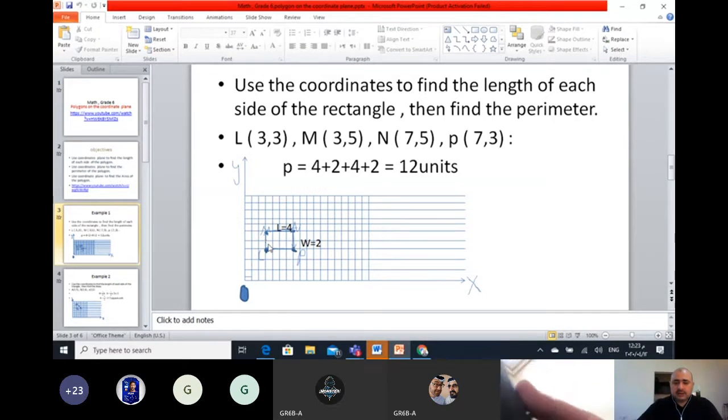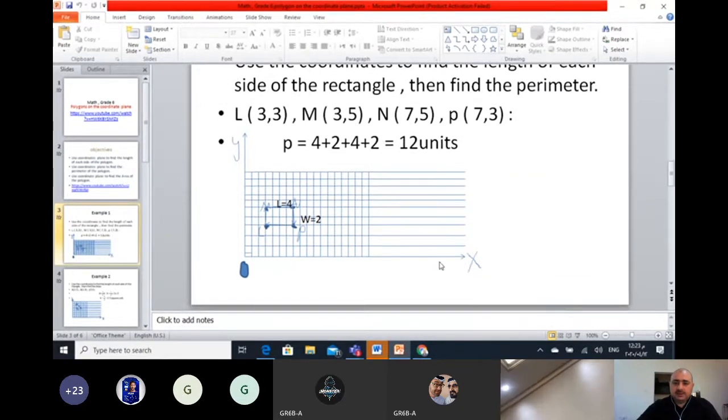Now I can write the perimeter equals the sum of all sides. So this is 4 plus 2 plus 4 plus 2. Or I can write 2 multiplied by 4 plus 2 multiplied by 2. The same idea, no problem. Now 4 plus 2 plus 4 plus 2 will be 12. 12 units. This is the perimeter of this figure.